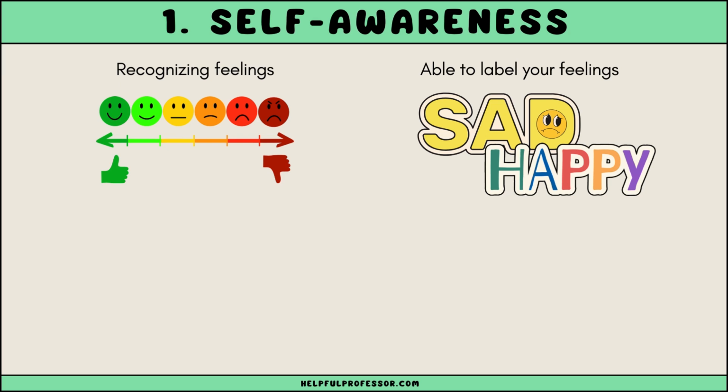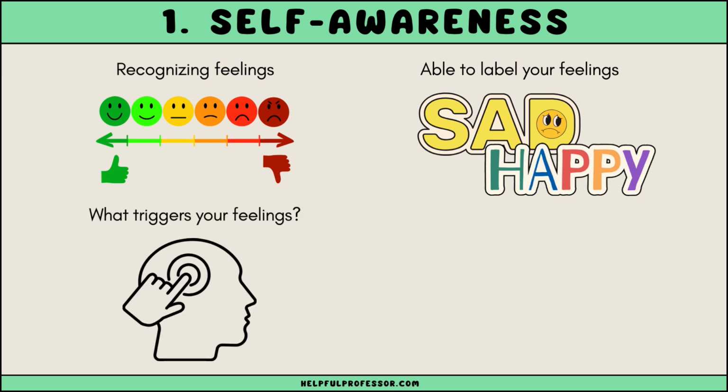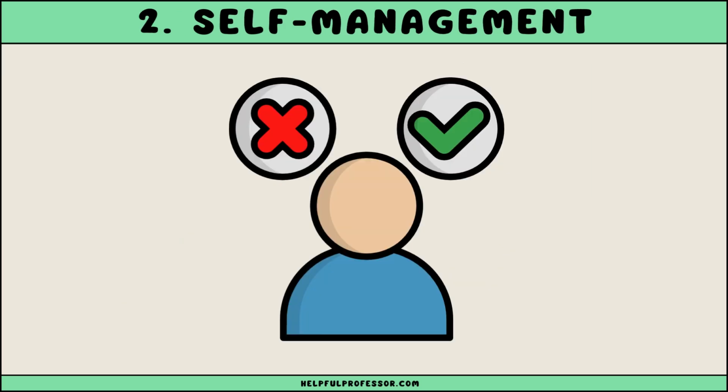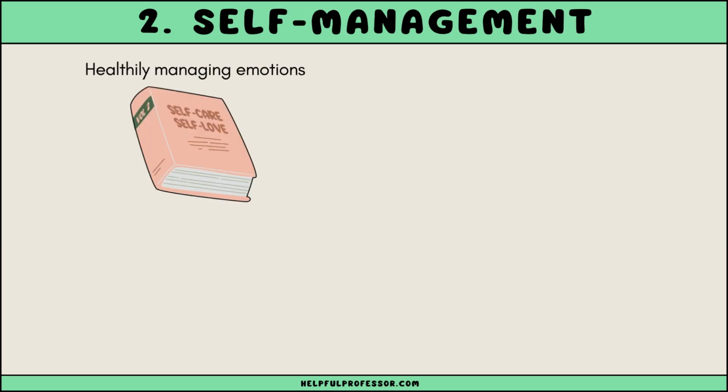For example, self-awareness allows us to understand what triggers feelings of frustration or happiness, which in turn can guide our decisions. Moving on to self-management. This involves managing one's own emotions in healthy ways.